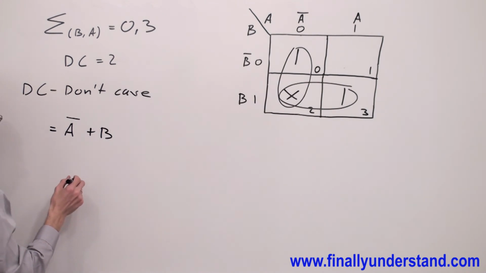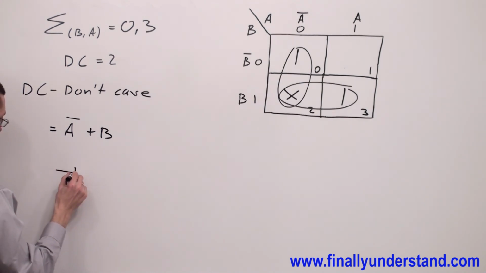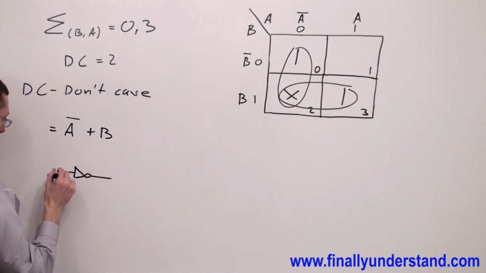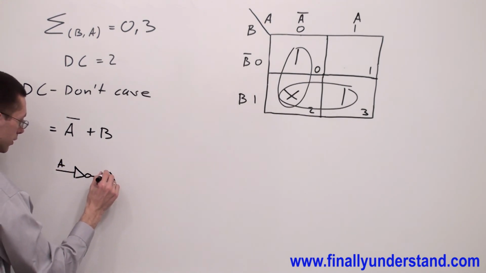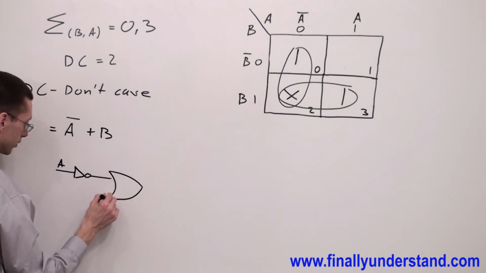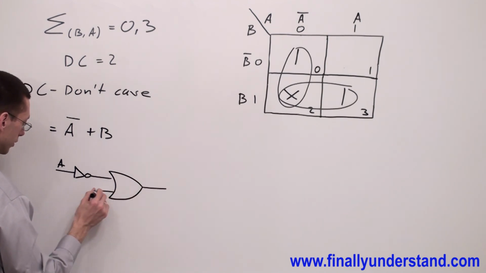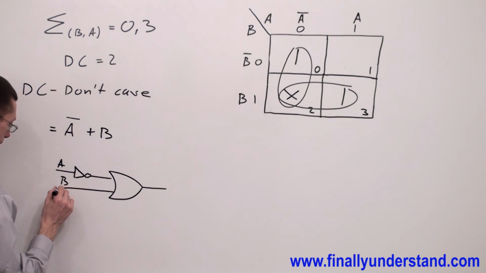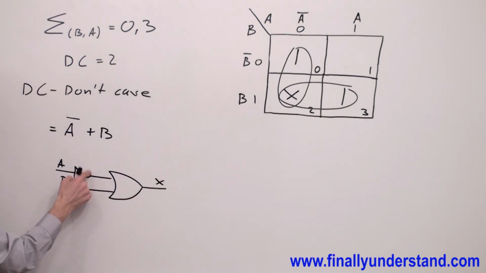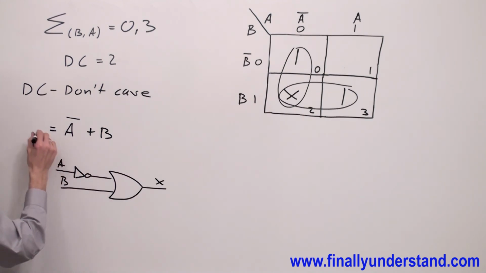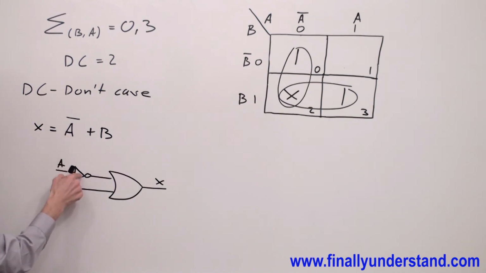And if I want to implement it, this is nothing else, just inverter connected to input A. And this is OR with input B. This is my output. These are the solutions to my problem.